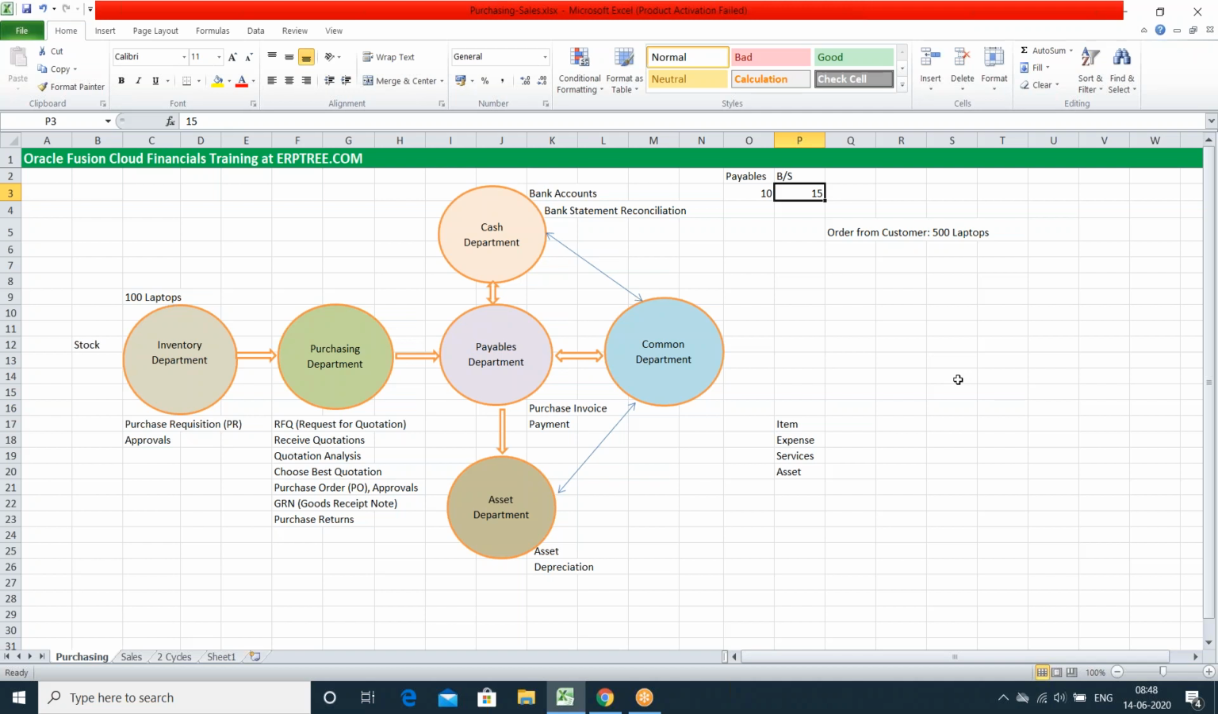Every department has its own responsibilities. At the end of the day, if you need reports related to payables department activities, you can get them from the payables department. Reports related to the purchase department come from the purchasing department. Inventory-related activities give you inventory reports, and asset-related reports come from the asset department. Cash department reports come from the cash department only.